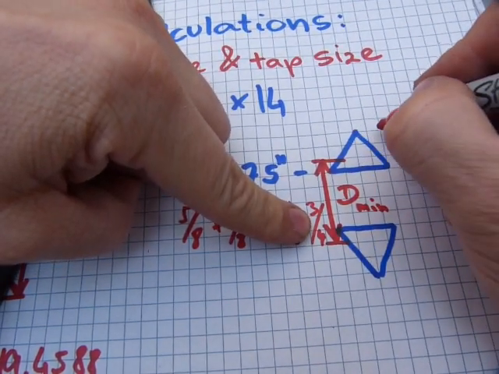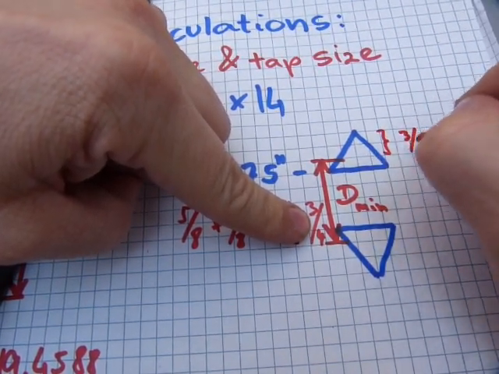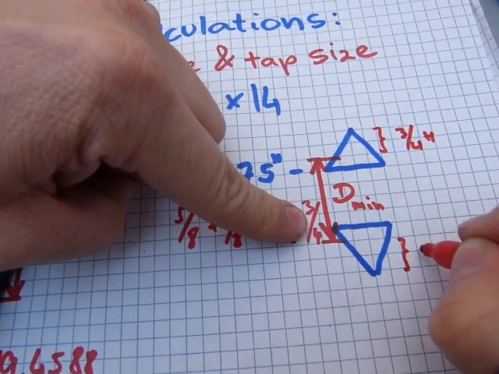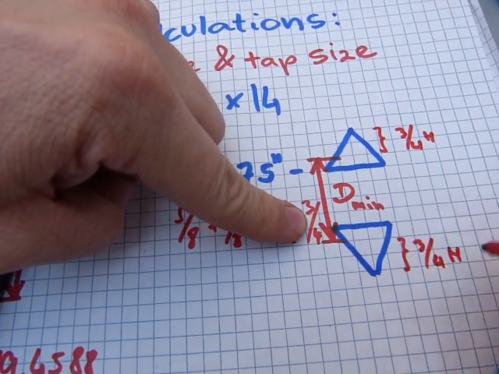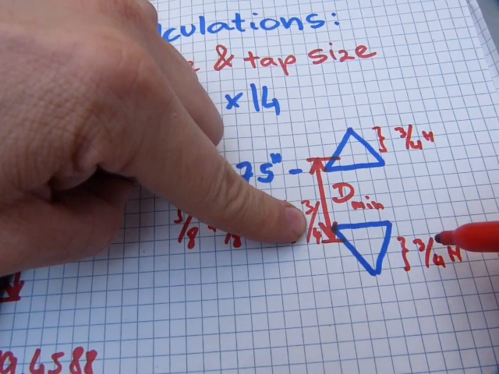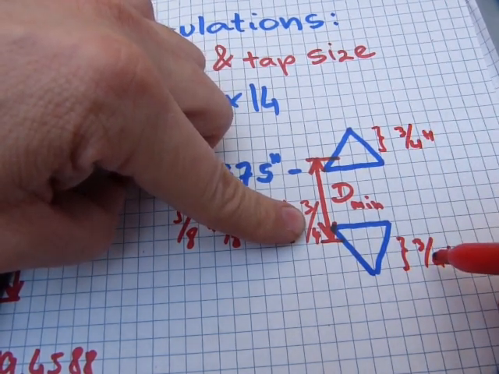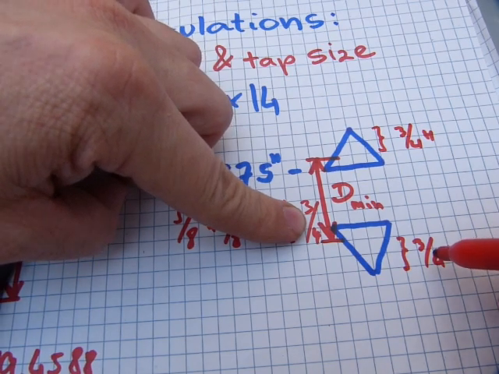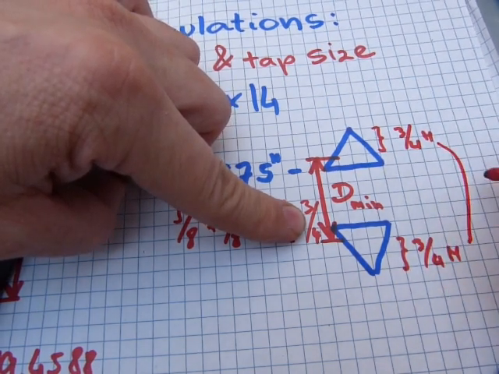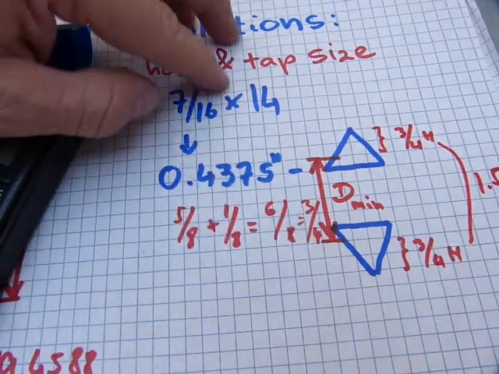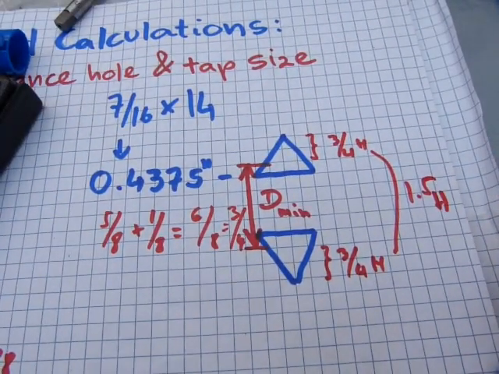3/4 of the thread's height is missing there, and 3/4 of the height is missing there. If you have 3/4 of a dollar in your left pocket and 3/4 of a dollar in the other pocket, together you have $1.50. That's 1.5 times the height of the thread.